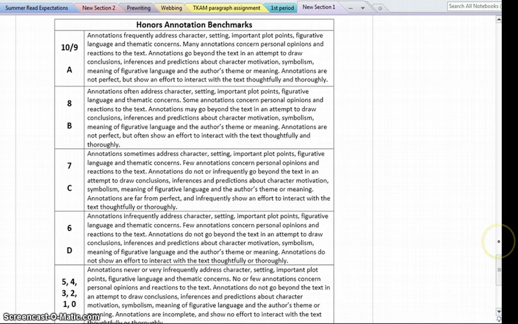Before we begin, let's take a look at what the top benchmarks are for annotation in order to get the highest possible score. It says annotations frequently address character, setting, important plot points, figurative language, and thematic concerns. So we're not just focusing solely on character or solely on plot. Instead, it's identifying all of these things.